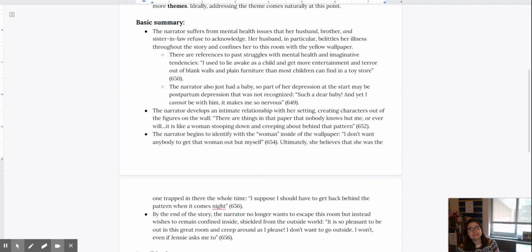She references past struggles, so that leads us to believe that her mental health issues are not new. She talks about as a child sitting awake and being able to get more entertainment from nothing, blankness on walls, than most people can find in a toy store. So it's clear that she has very imaginative tendencies, but we're not sure whether or not those tendencies are good or bad at that point in the story.